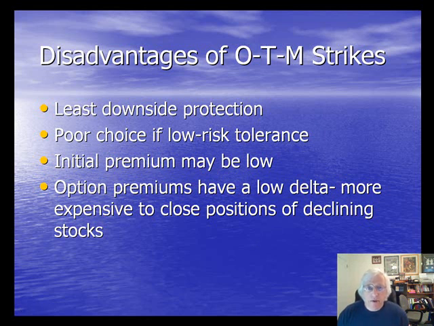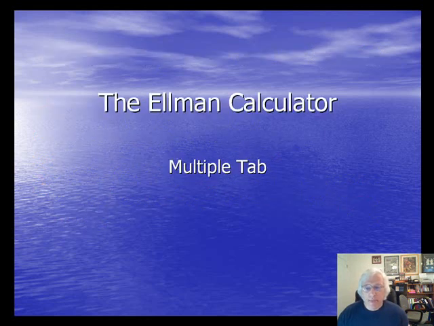What that means is that for every $1 change in the price of the stock, the price of the option will not change by that much. It'll change by maybe 30% or 40% of that $1, 30 or 40 cents. So if your stock value starts to decrease and you want to close your position, it'll be more expensive for you to close that position than had you sold an in-the-money strike, which has a higher delta.